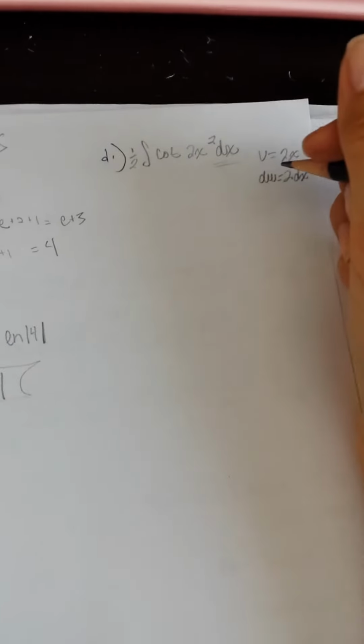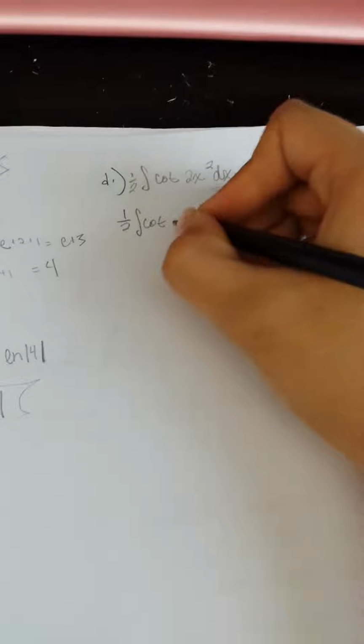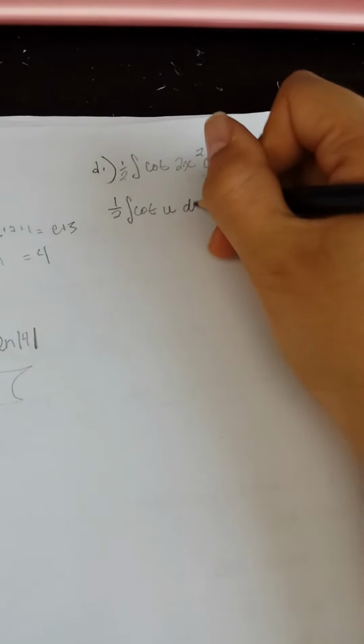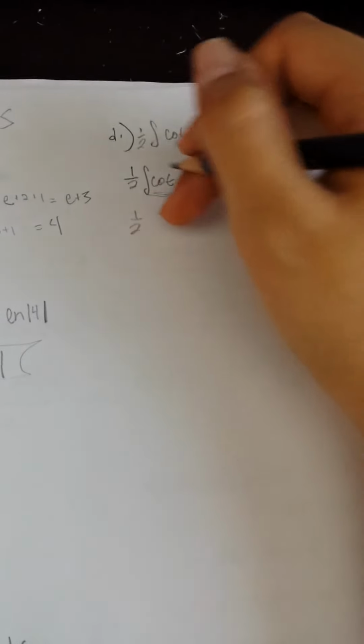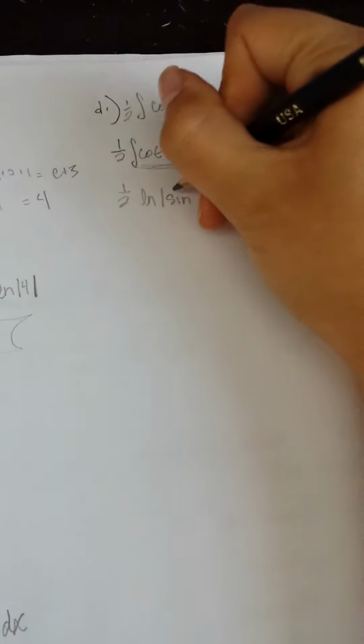Now, you can't just multiply 2 in without balancing it, so you have to multiply the entire equation by 1/2. So you get 1/2 cotangent of u du. Okay, so now this is actually an integration formula, which we were supposed to memorize. So once you integrate it, you get 1/2 ln, absolute value of sine u, plus c.